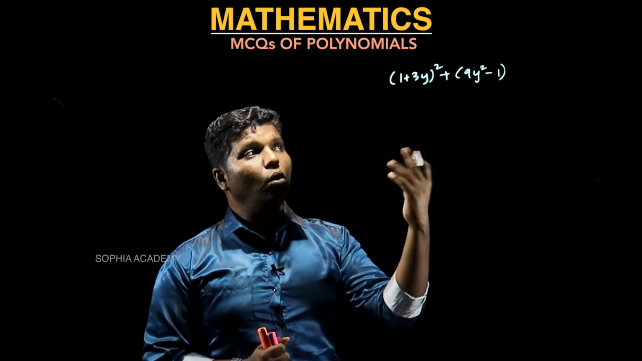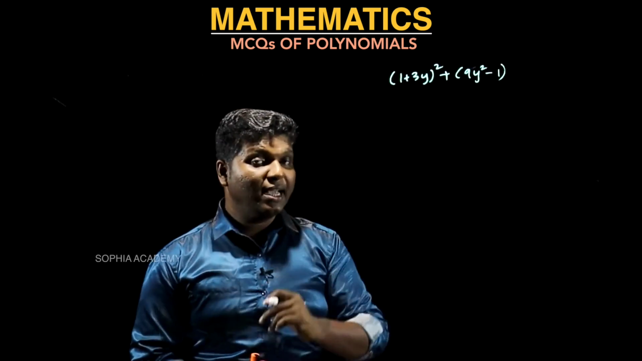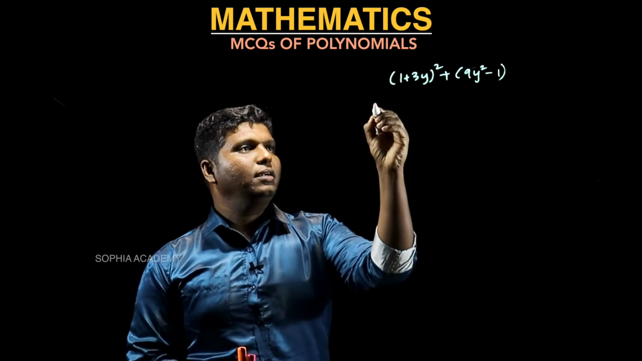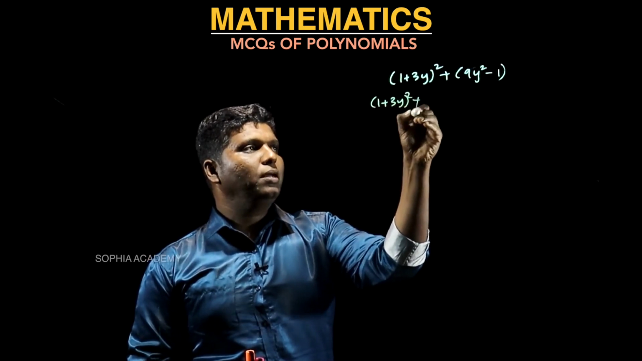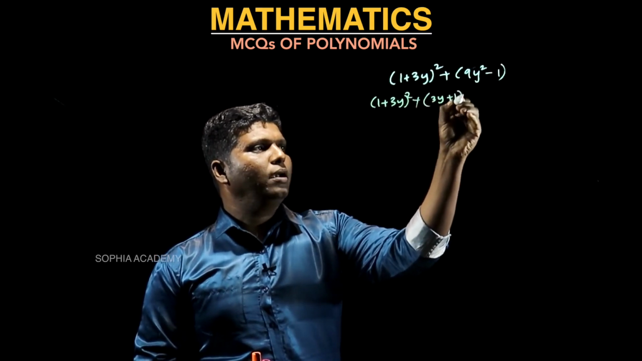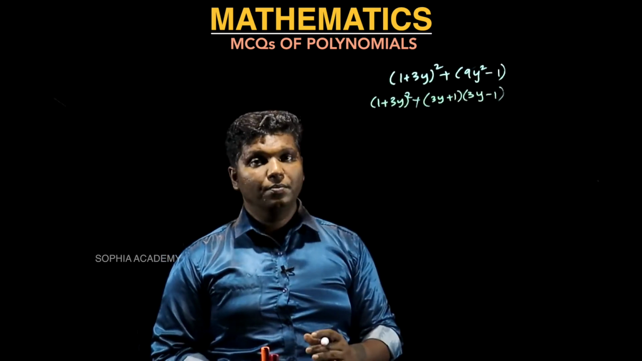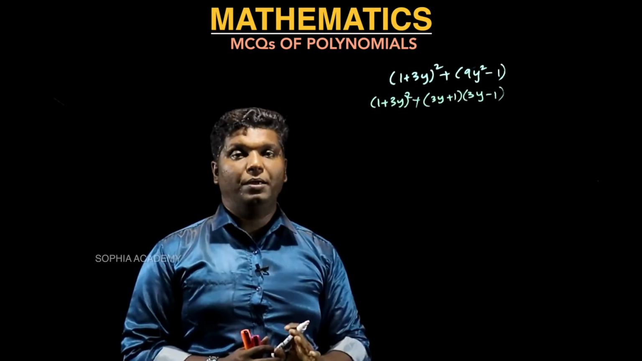So what is (3y) the whole square minus 1 square? It is of the form a square minus b square. What is a square minus b square? It is (a plus b) into (a minus b). So you can write this as (1 plus 3y) the whole square plus (3y plus 1) into (3y minus 1), right? So you categorize those as 3y plus 1, a plus b, into a minus b.